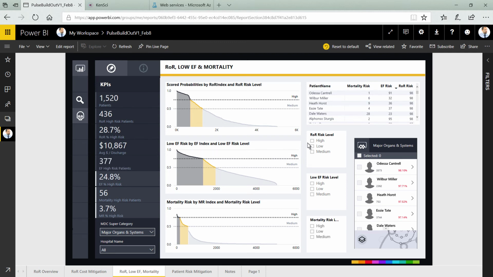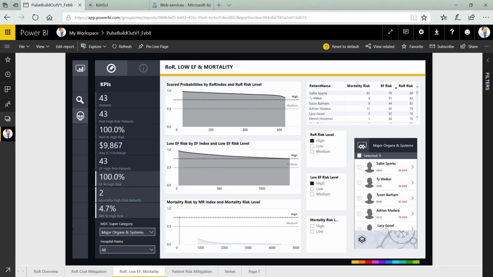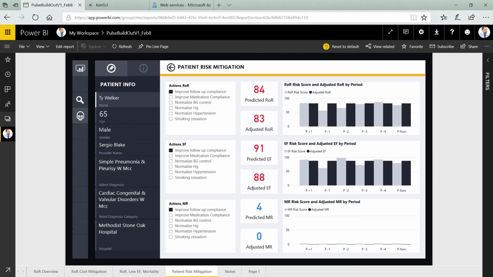When he filters the data, he can see there are 43 patients with a high risk of readmission and low ejection fraction rate. He can drill through to the risk mitigation report for a particular patient, in this case, Ty Welker. Here, Sergio can see that if Ty improves his medication compliance, normalizes his blood glucose levels, and quits smoking, then he can reduce his risk of readmission considerably.